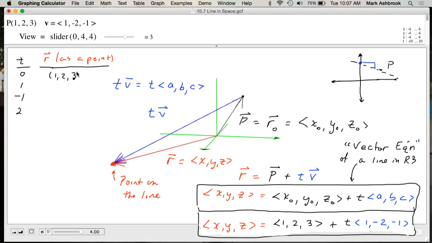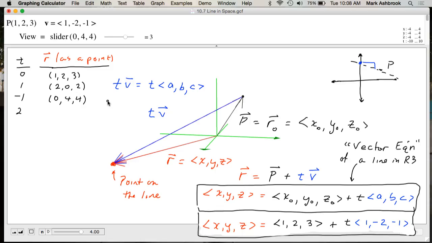T equals 1. You got 2, 0, 2. Does somebody else get that? When t is -1? 0, 4, 4. Everyone see how we're getting those? You're able to do that?